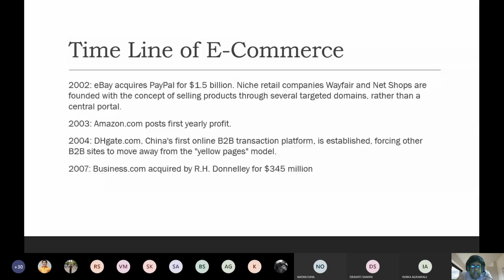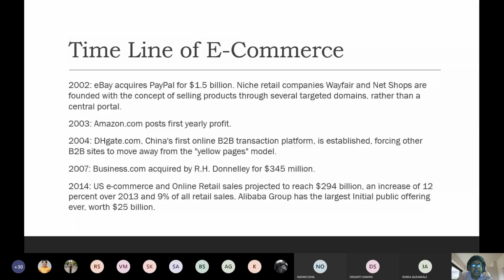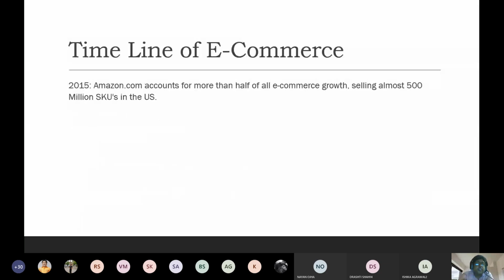Business.com was acquired by RH Donnelly for around $345 million. In 2014, US e-commerce and online retail sales were projected to reach 294 billion, an increase of 12% over 2013 and 9% of all retail sales. Alibaba Group had the largest initial public offering ever, worth 25 billion US dollars. In 2015, Amazon.com accounted for more than half of all e-commerce growth, selling almost 500 million SKUs in the US.